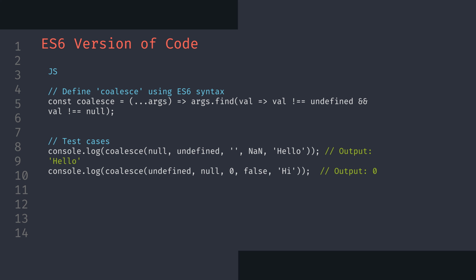The ES6 version simplifies the function by using arrow functions and the spread operator. This makes the code more concise and easier to read.